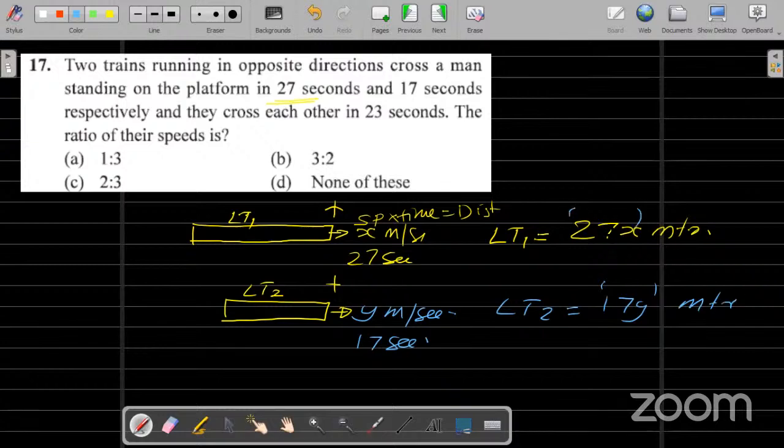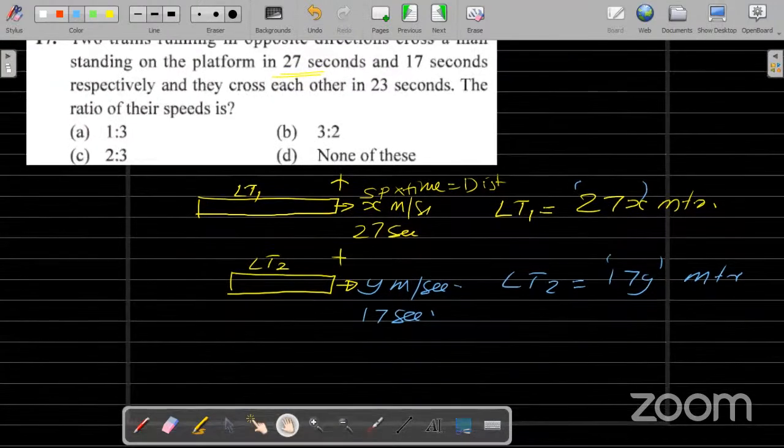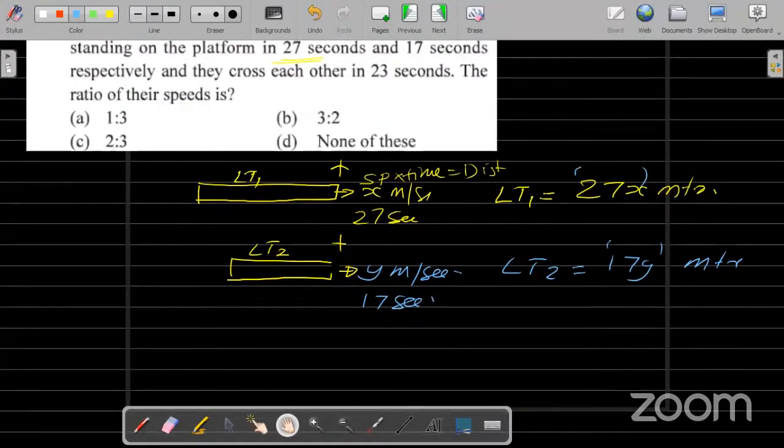Whereas the length of the first train is 27x meters. Now, while crossing each other, they together have to travel a total distance equal to the length of the first train and the length of the second train. Now we are coming to the last situation. They cross each other in 23 seconds. That means the total distance they need to travel will be 27x plus 17y.